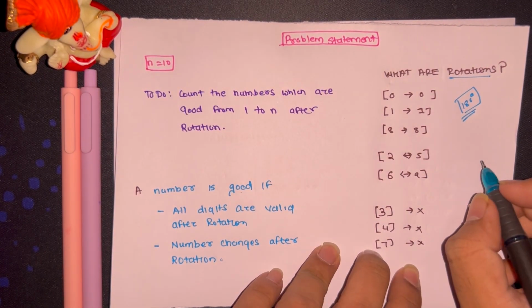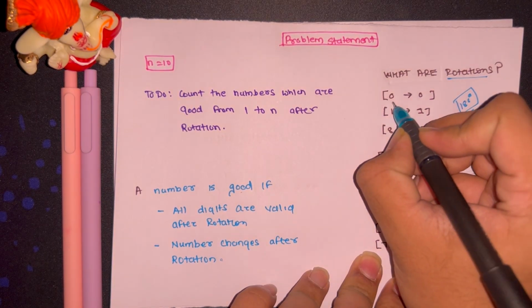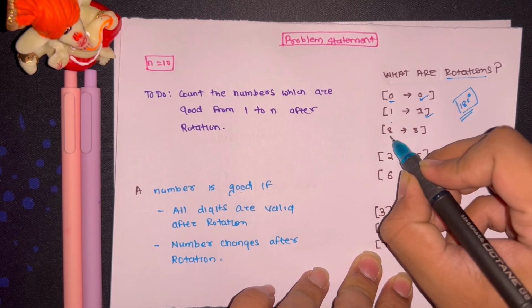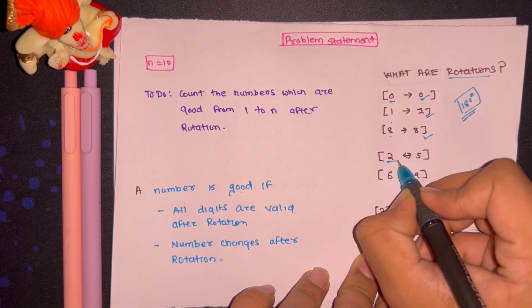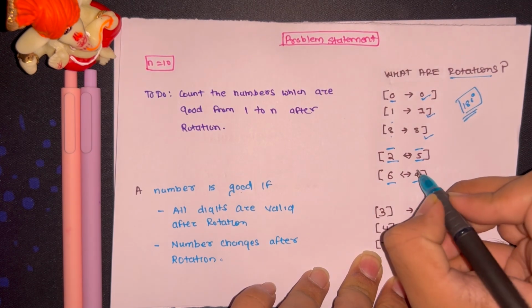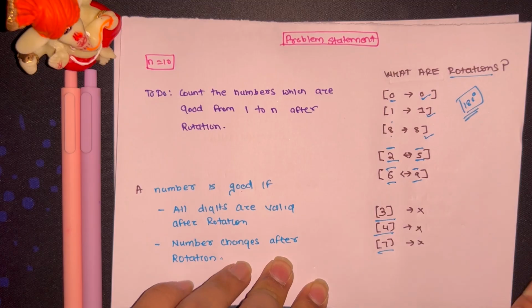When you rotate a number by 180 degrees, it is called a rotation. For 0, if you rotate it by 180 degrees, you get 0; 1 gives 1, 8 gives 8. When you rotate 2, you will get 5, and similarly the other way around. 6 and 9, similarly the other way around. For the numbers 3, 4, 7, there are no valid rotations.